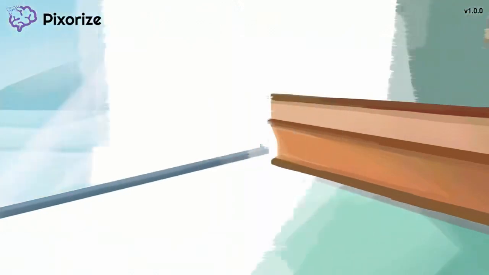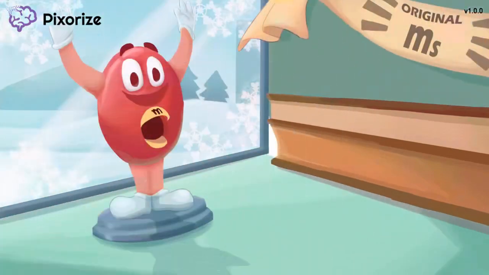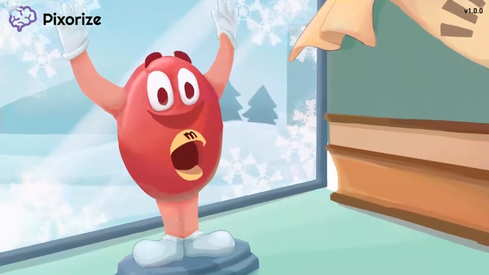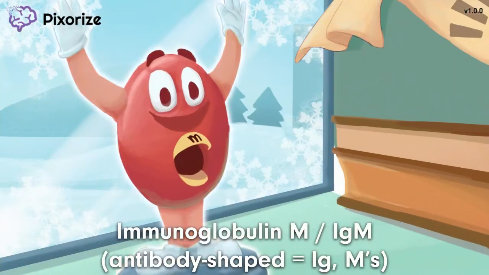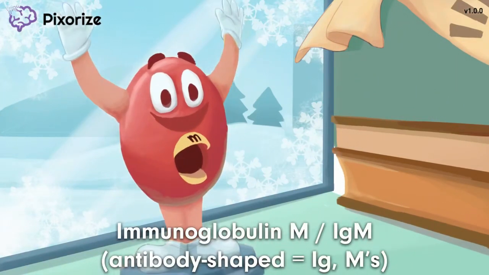Welcome to the M's Store, purveyor of the world-famous M's candy. Take a closer look at that big M's dispenser. See how the dispenser has its hands up so that it looks like the Y shape of an antibody? This antibody-shaped M dispenser is our anchor for immunoglobulin M, or IgM.